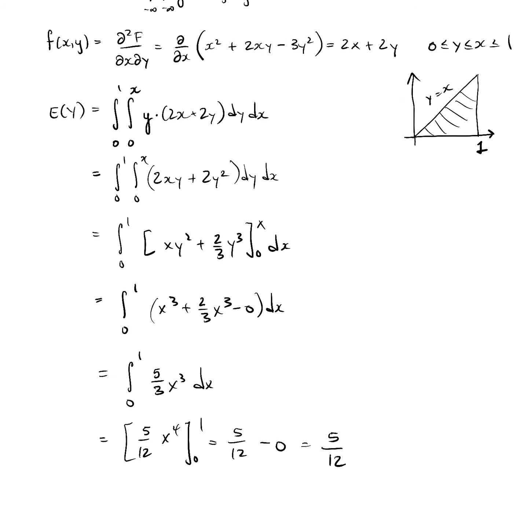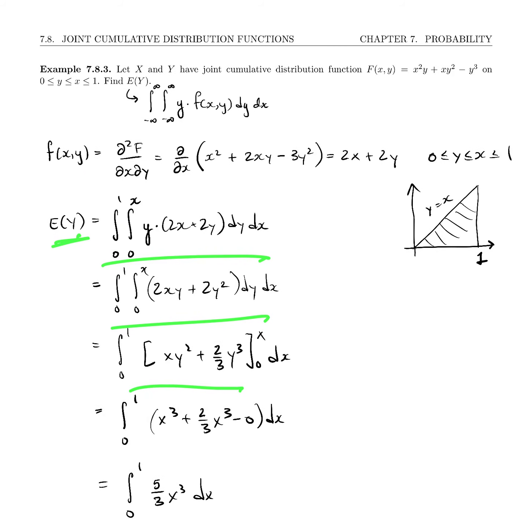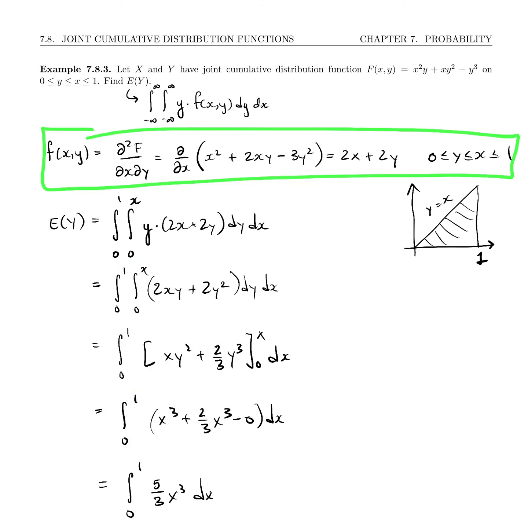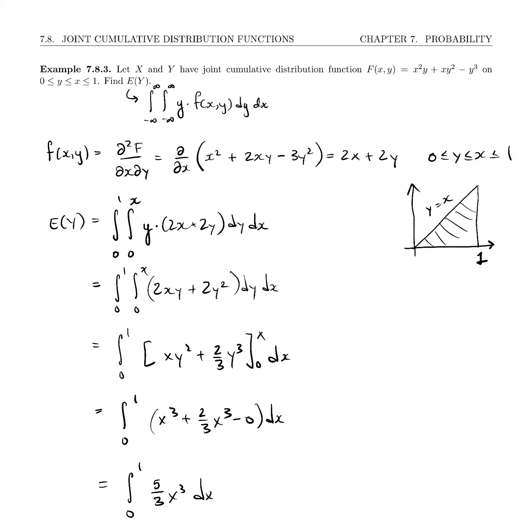So actually the bulk of this example was using LOTUS and the integration of a double integral, right? We used one property of the joint cumulative distribution function, and that is the mixed partial of that function gives us the joint density function of both variables.